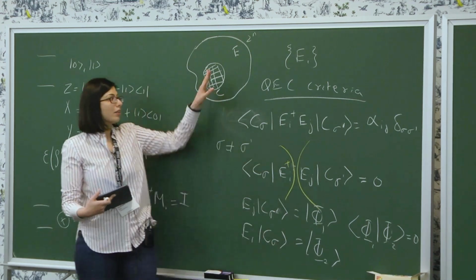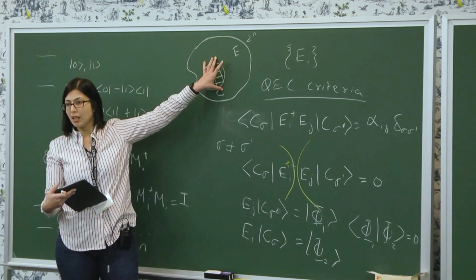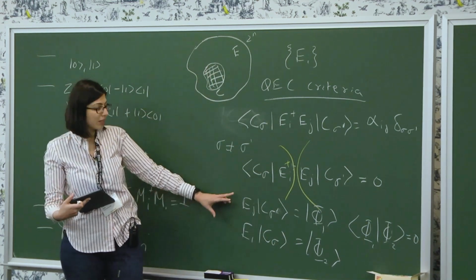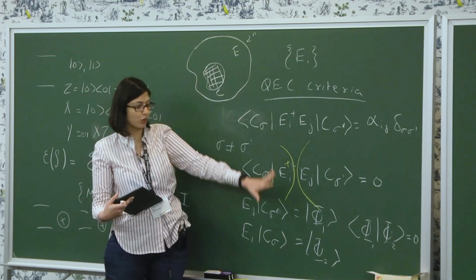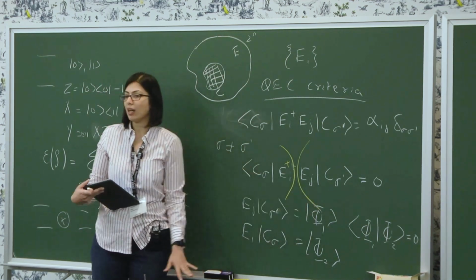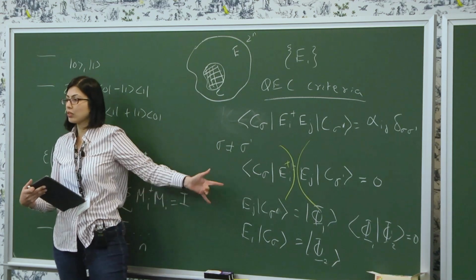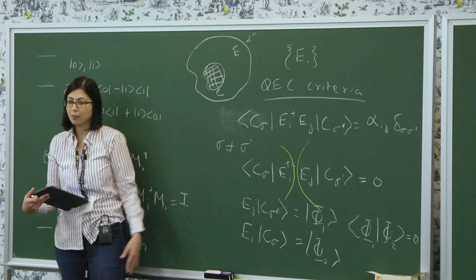So if you start from the code space, then if your errors take you to the states in the error space which are orthogonal to each other, then that error is correctable, and so this is the orthogonality criteria.